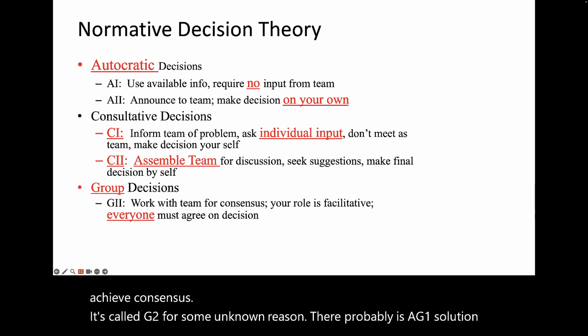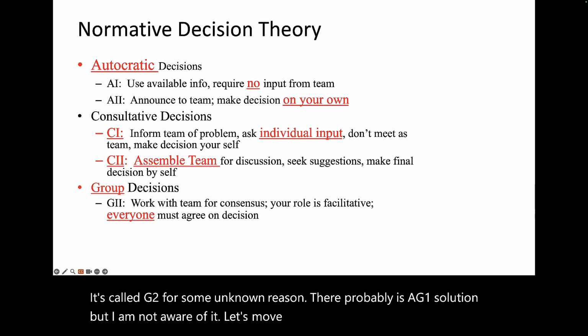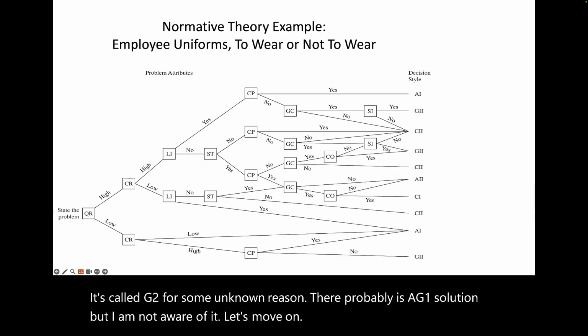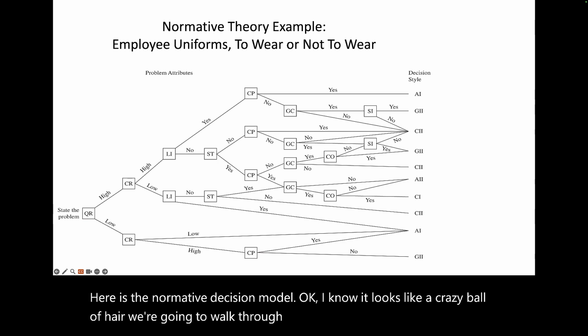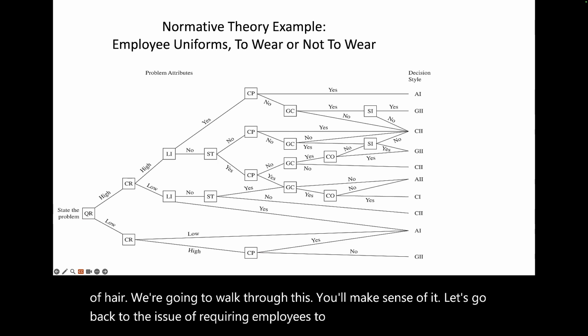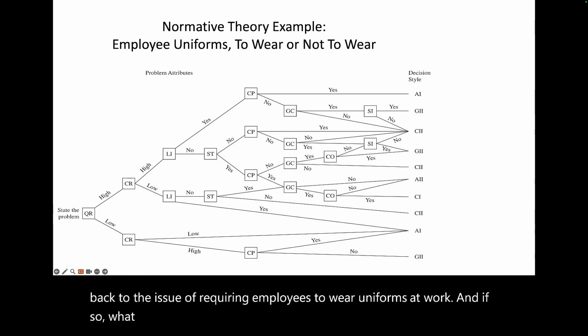Here is the normative decision model. Okay, I know it looks like a crazy ball of hair. We're going to walk through this, and you'll make sense of it. Let's go back to the issue of requiring employees to wear uniforms at work, and if so, what they should look like. Each square in this map is a node in the path to the best decision style. So let's restate the problem.